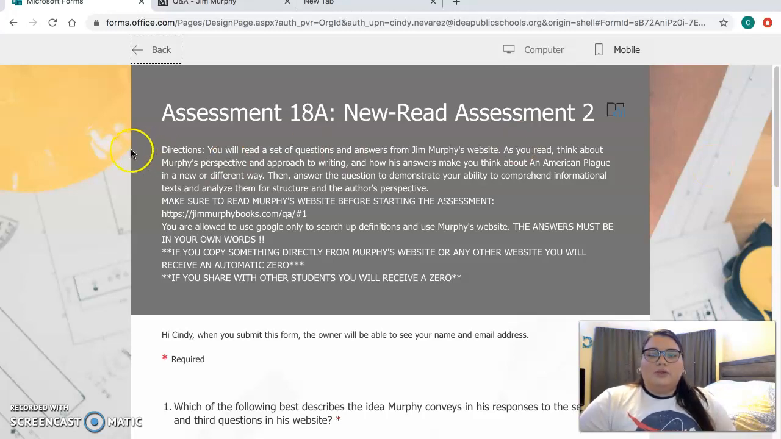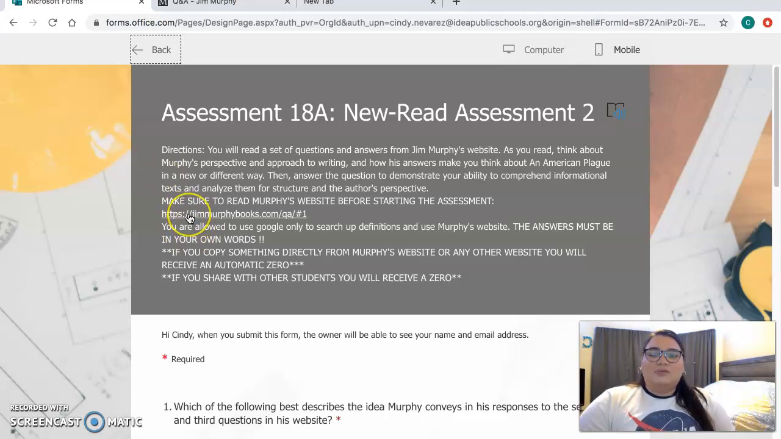Okay, so the directions say you will read a set of questions and answers from Jim Murphy's website. As you read, think about Murphy's perspective and approach to writing, and how his answers make you think about an American plague in a new or different way. Then answer the questions to demonstrate your ability to comprehend informational text and analyze them from structure and the author's perspective. So those are the things that you're going to do throughout this assessment.